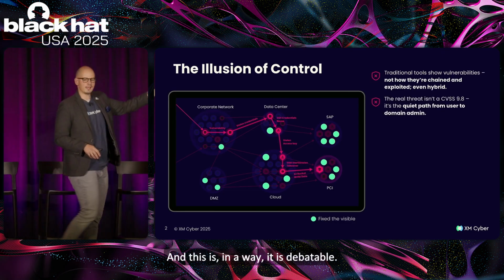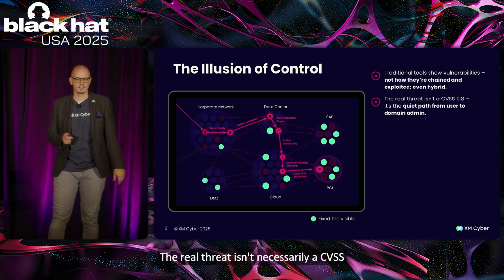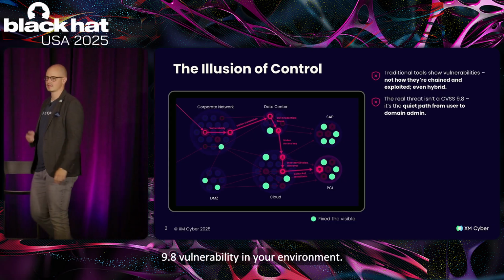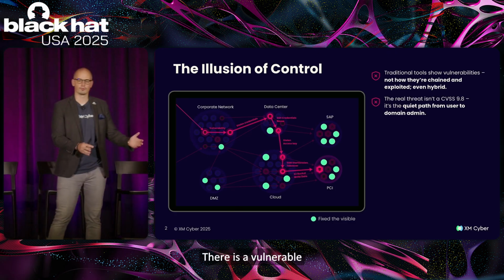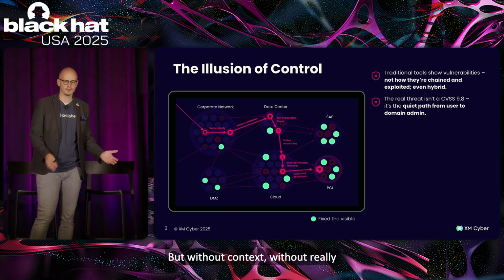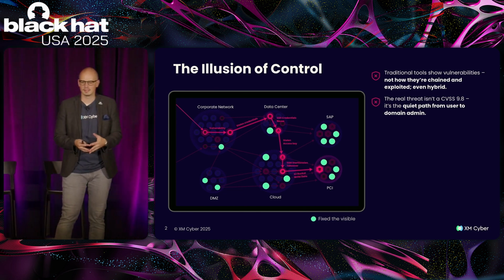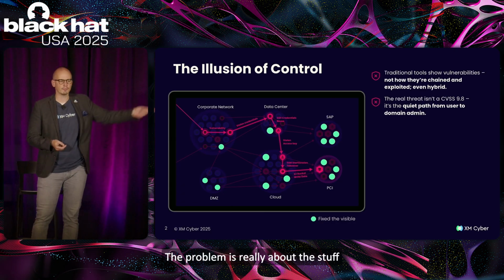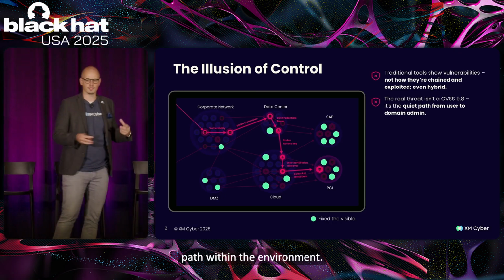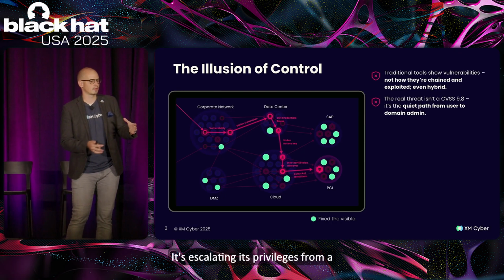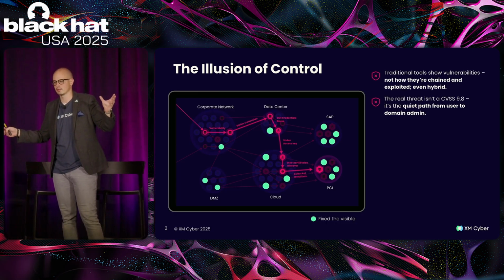This is debatable, but think about this statement as well. The real threat isn't necessarily a CVSS 9.8 vulnerability in your environment. That's just a matter of fact, right? There is a vulnerable machine in your environment. But without context, without really understanding what that risk is or what the impact is, you can't really say something about it. The problem is really about the stuff that we usually don't know. It's about the hidden attack path within the environment, escalating privileges from a standard user into a domain admin without even touching a single vulnerability.